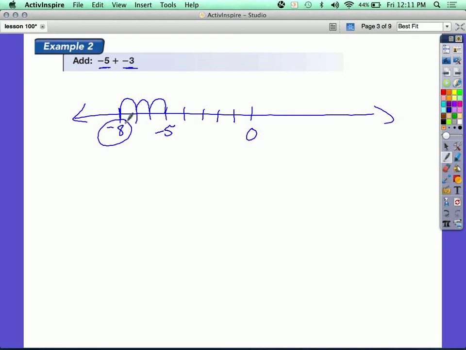If I'm adding integers and my signs are the same, I can add my two numbers, 5 plus 3 to get 8, and just keep the sign. Both are negative, so it's going to be a negative 8. Okay, so two different ways to do it.